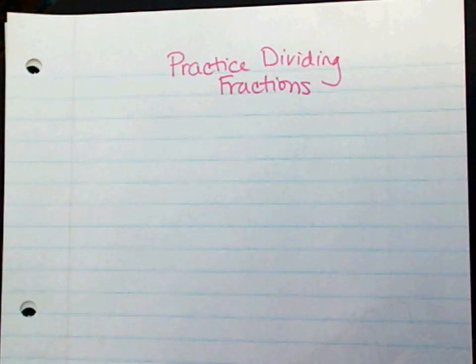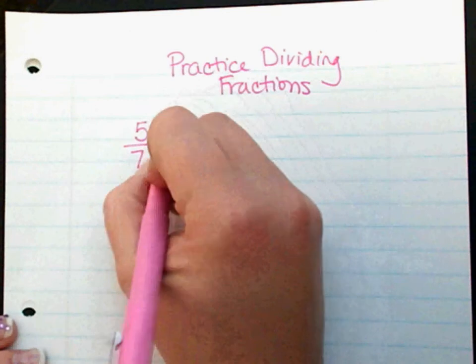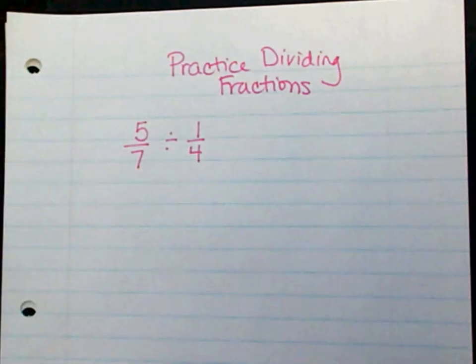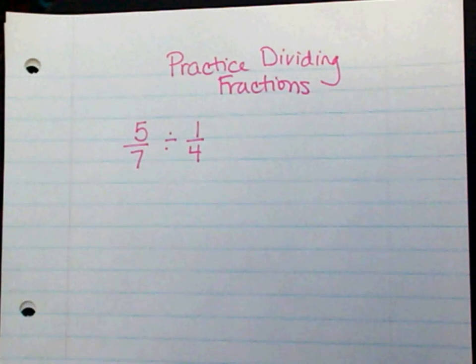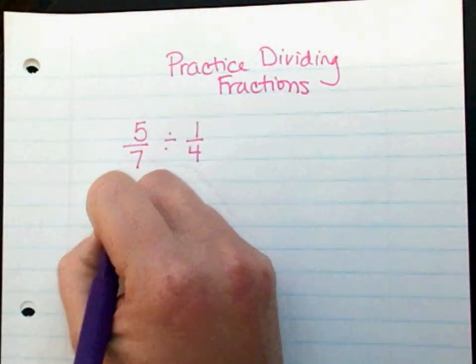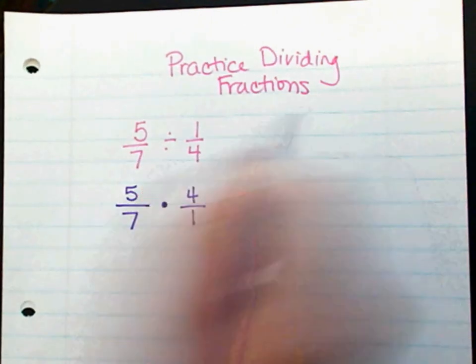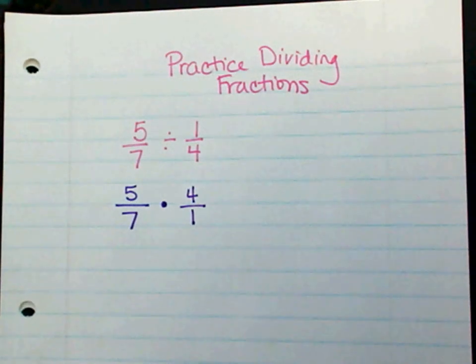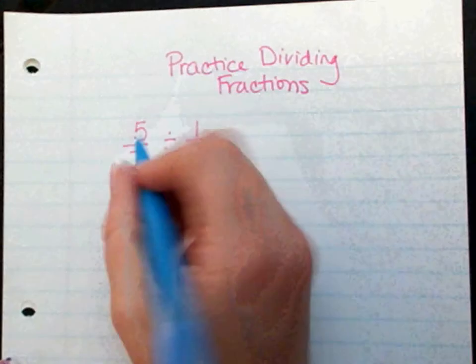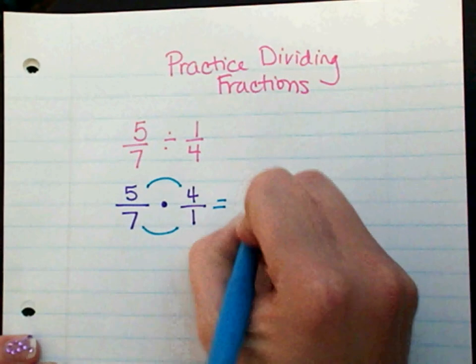Sometimes we are given a problem where we simply have a number like 5/7 divided by 1/4. Well, because we have two fractions, no whole number, no mixed number, we can just go ahead and use our dividing rules. Our dividing rules say that we're going to leave the first fraction the same, flip the second, and multiply. That way we can multiply rather than try to divide.